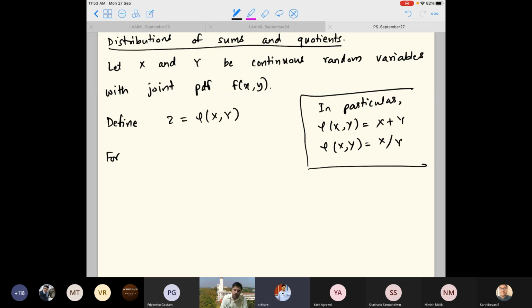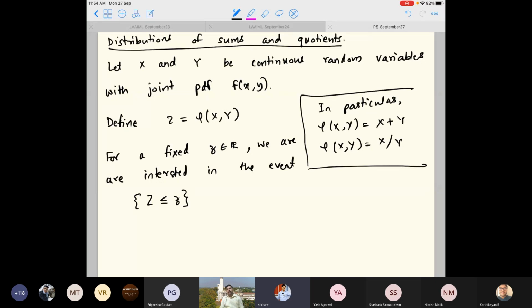Then for a fixed z in R, we are interested in the event that capital Z is less than or equal to small z. One thing you have to understand is that phi is a function from R2 to R. So you are going to a real number.